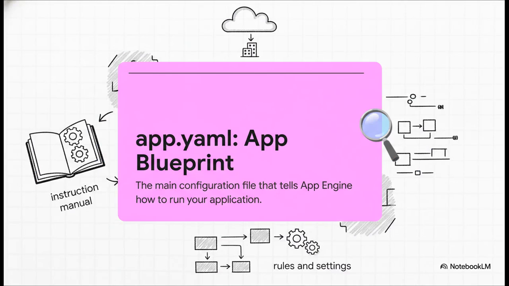The very first thing you need for any App Engine project is this one crucial file, app.yaml. The best way to think about it, it's the instruction manual. It's you telling Google exactly how to run your application.